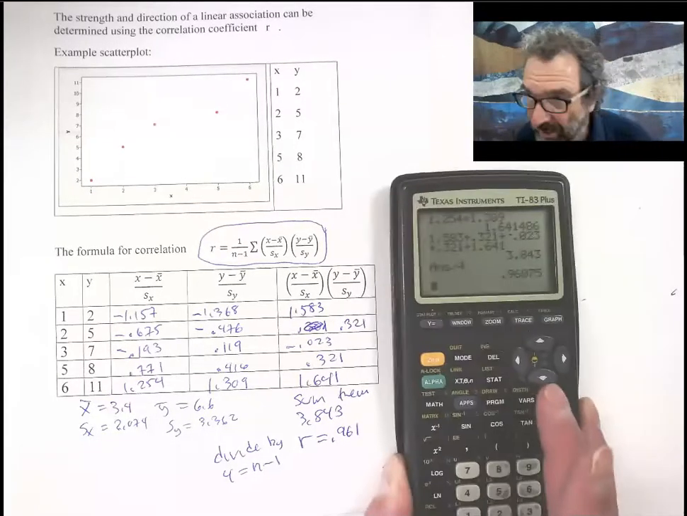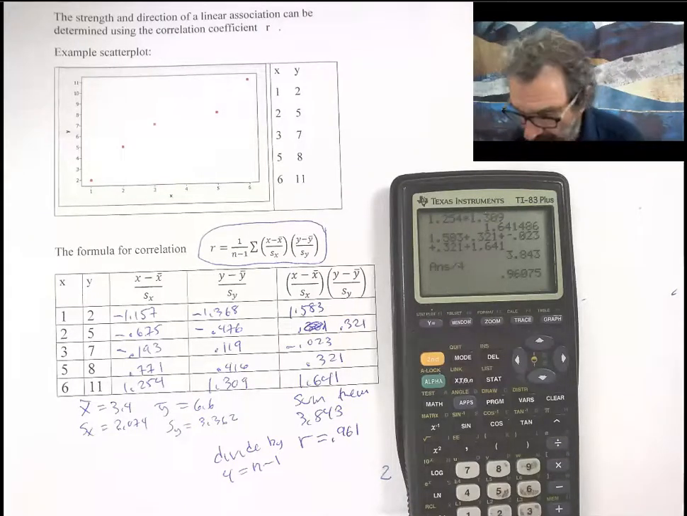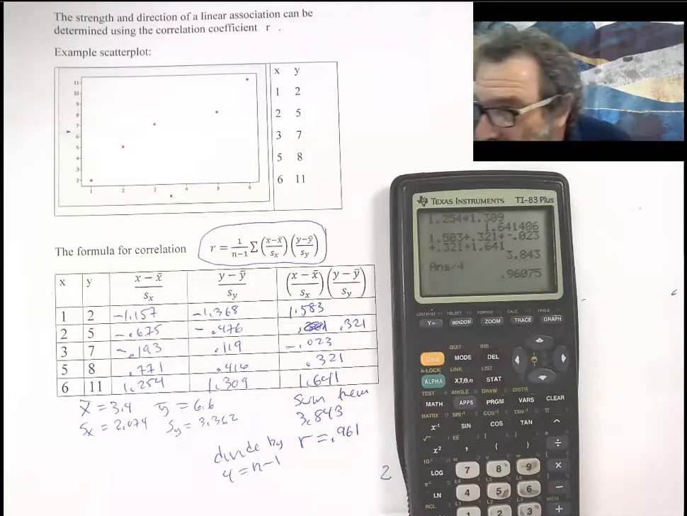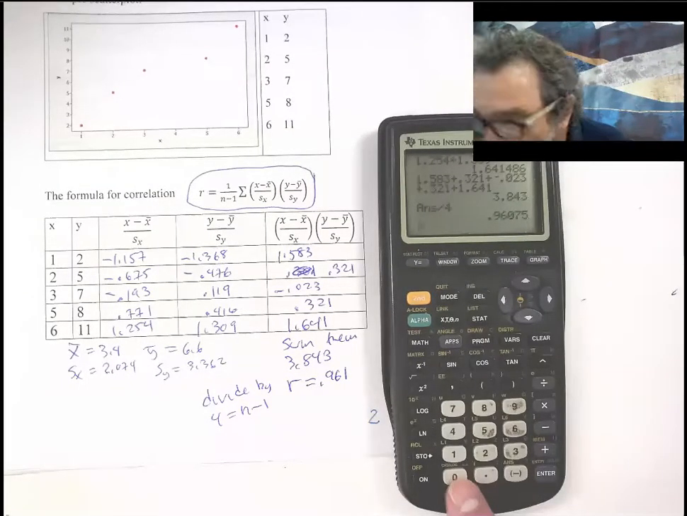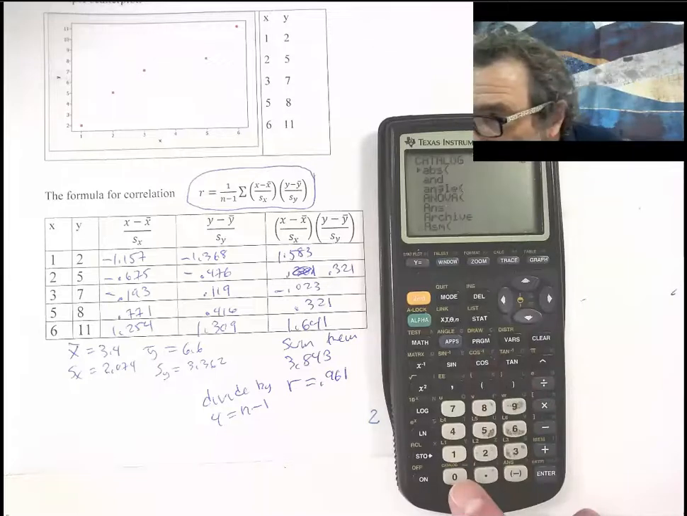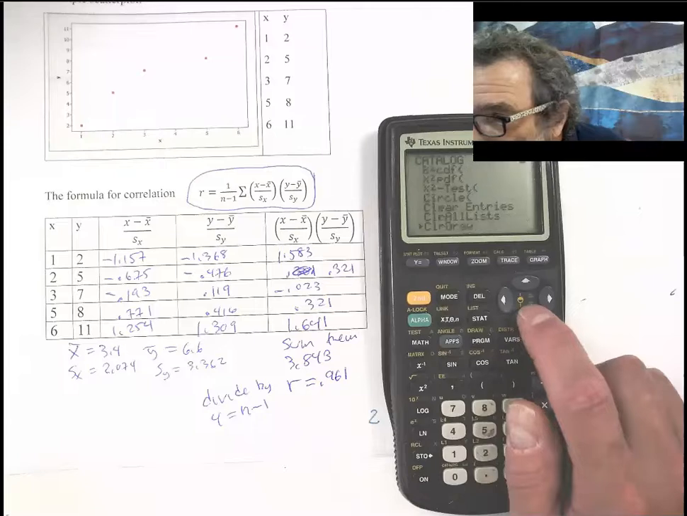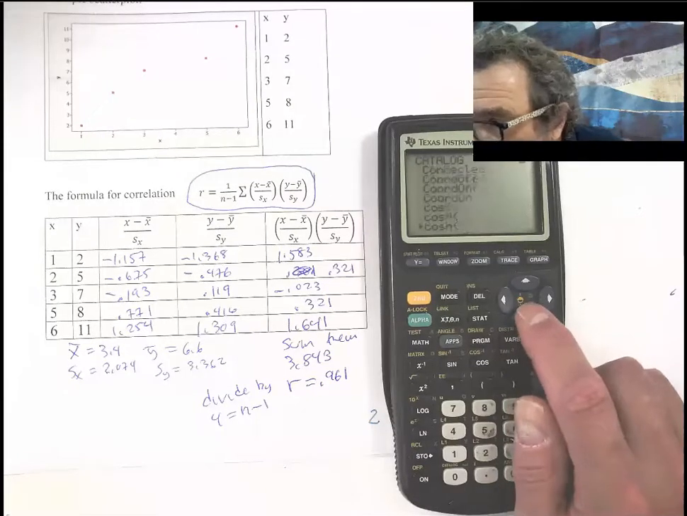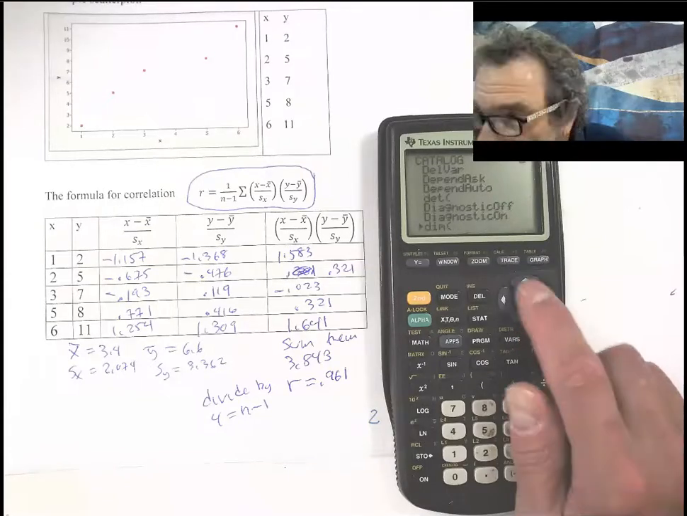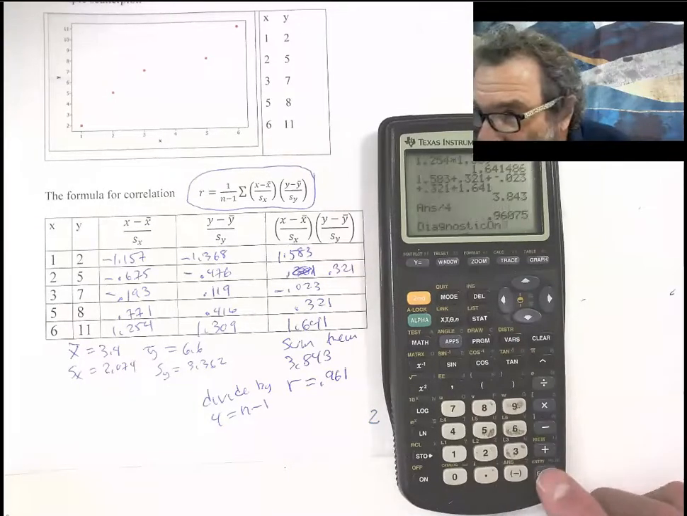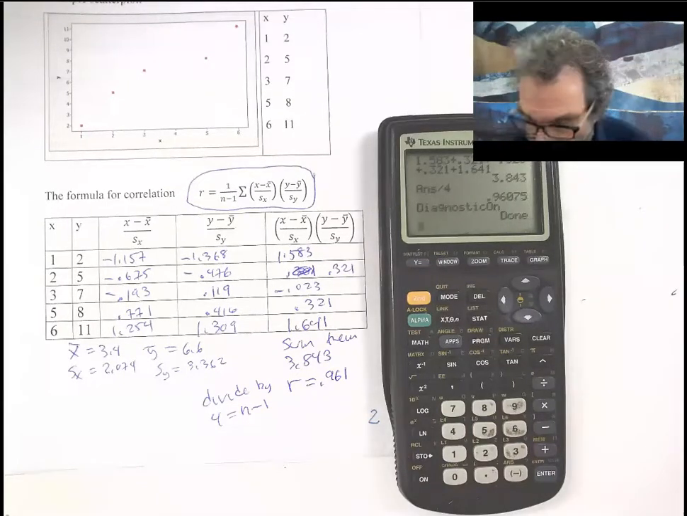There's a way in here. Here's where you go to find R. First thing you have to do is you go to the catalog. It's here, catalog's here above the 0. So I go second catalog. And then I scroll on down to a place that says diagnostics. Diagnostic on. I crank it up and I do it. And now what that'll do is show the correlation when I do the next thing that I want to do.